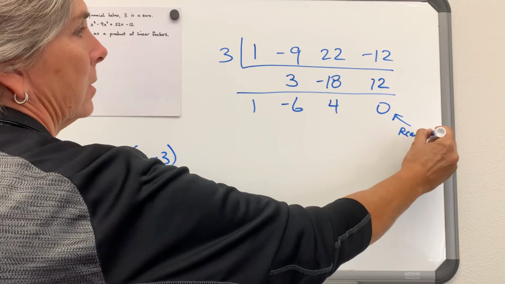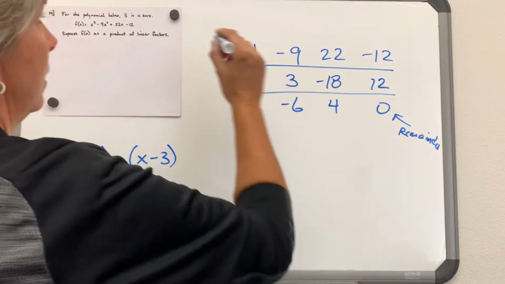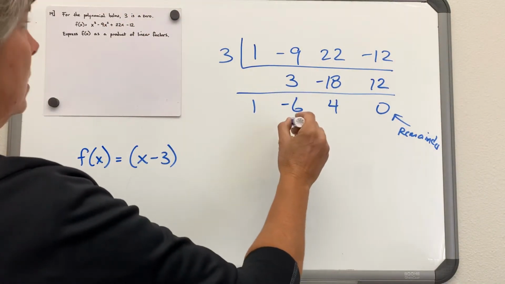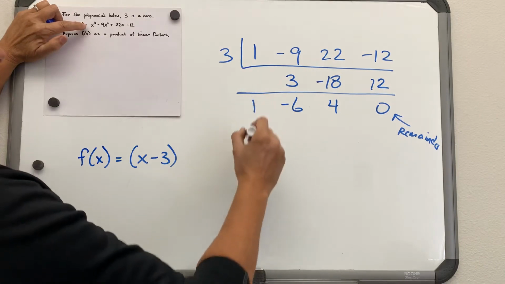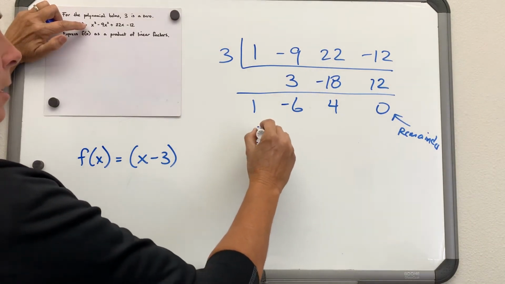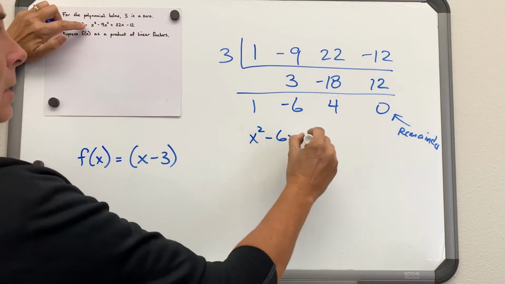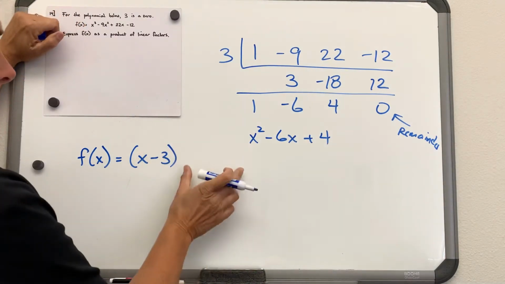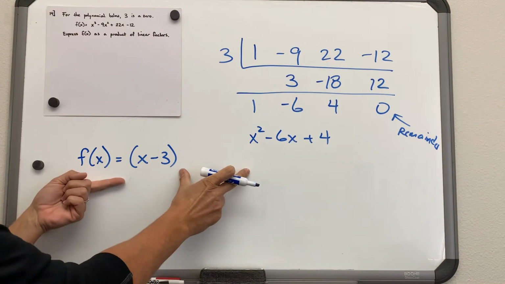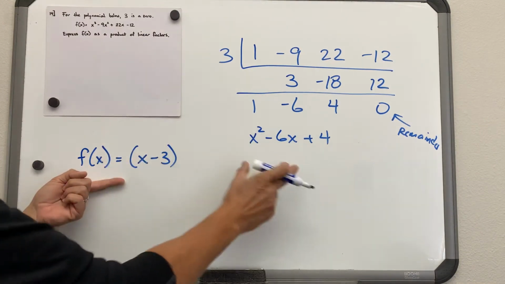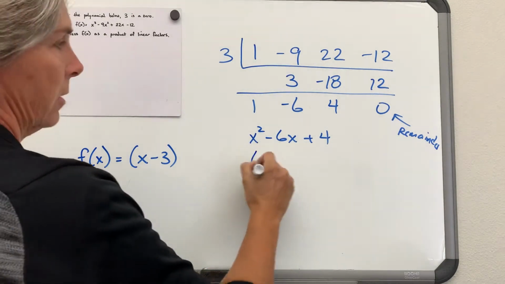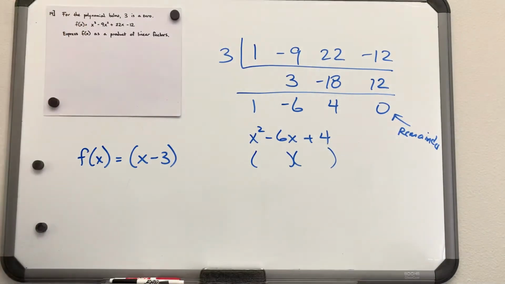I knew I would get 0 as a remainder because they told me that 3 was a 0. So what's left is this. I started with x to the third, so that means this is 1x squared minus 6x plus 4. Now, I could just write that here, and it is true, but they want me to write this as a product of linear factors, and this is a quadratic. So I've got to factor this further, okay?